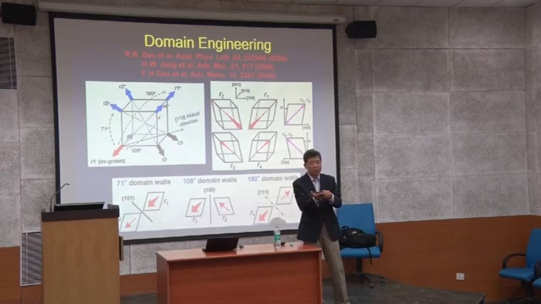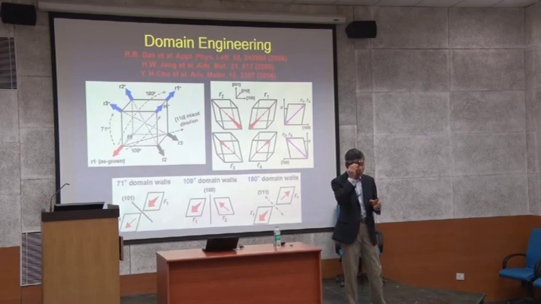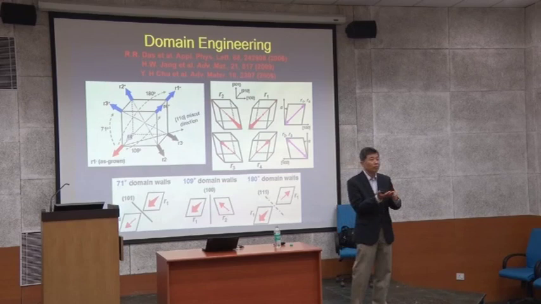Okay, so you have this way and that way, you have two different ways. Or you can lay down this way, you can lay down that way, you can lay down this way, you can lay that way. You have a lot of degrees of freedom. Okay, you get it? This is an orthorhombic system. You can actually imagine how many degrees of freedom you can grow, and then create complexity of the domain structure.